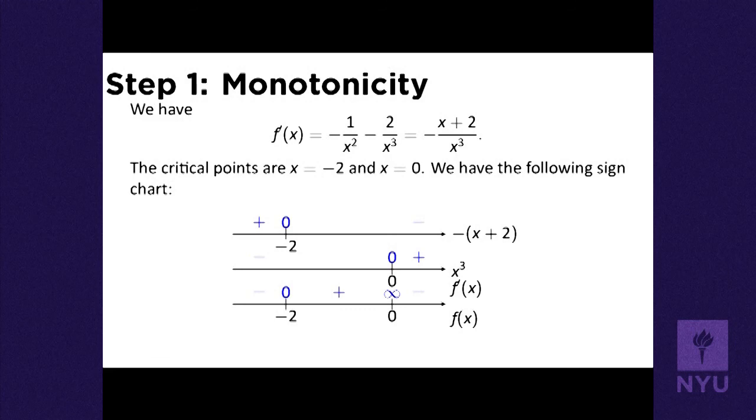Okay, so the function decreases, increases, and decreases some more. We have a local min here when x is minus 2. And this is not in the domain of the function. There's a vertical asymptote there when x is 0.